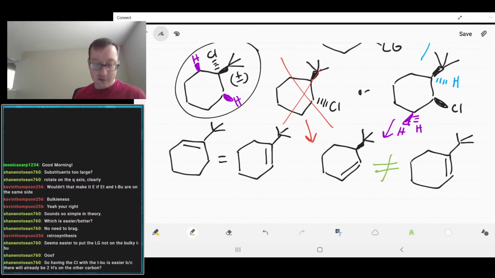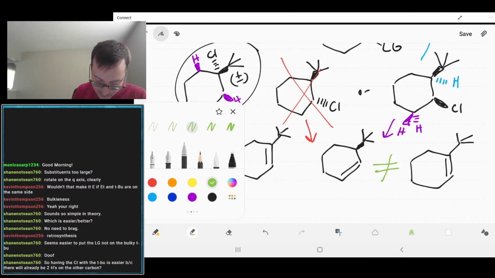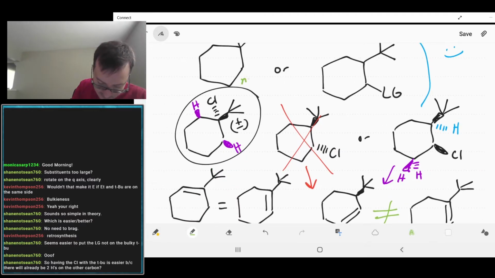And there's no hydrogens here. So we don't have the possibility of getting a different product, because that carbon is already full. It's already got 4 methyls, or 3 methyls in the cyclohexane, so no hydrogens on that one.